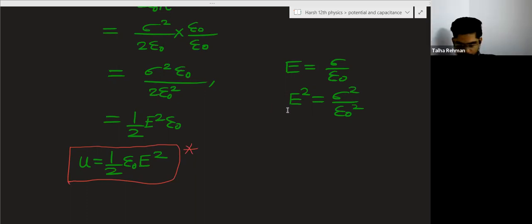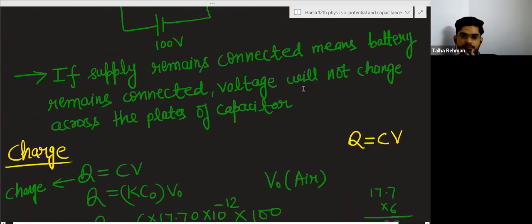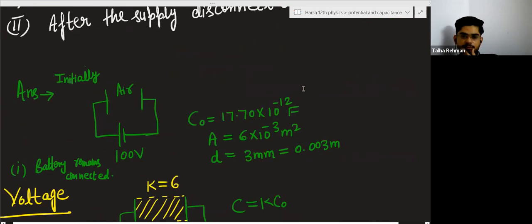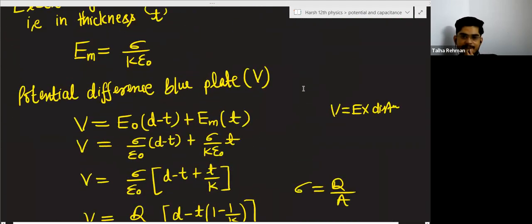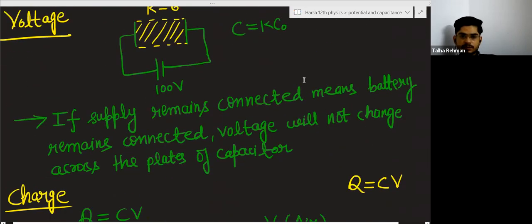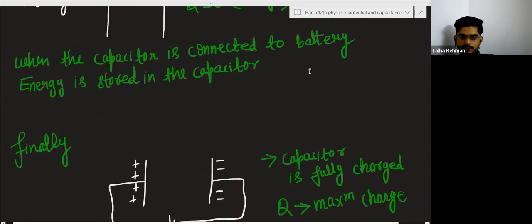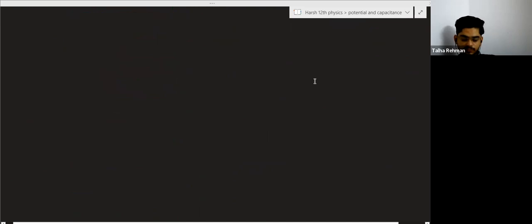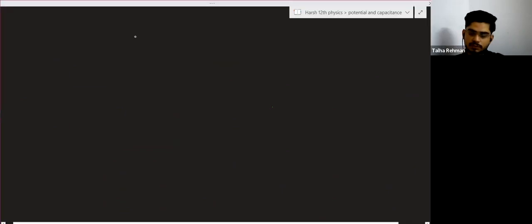So I have completed parallel with cell voltage V0. Okay. Means I have not completed that. Okay.